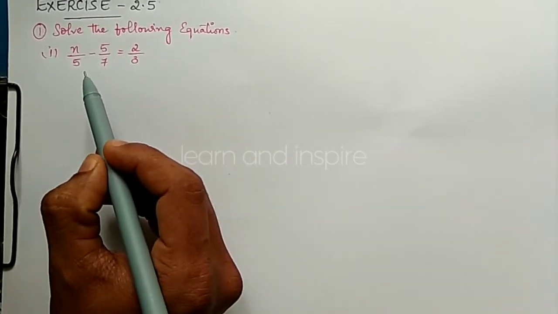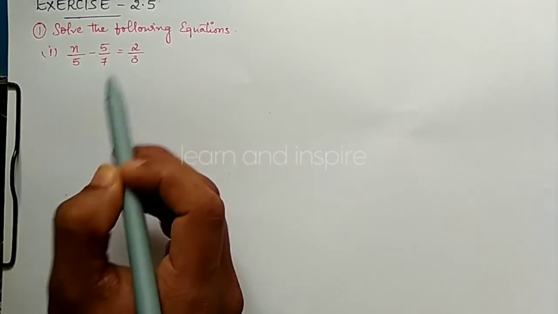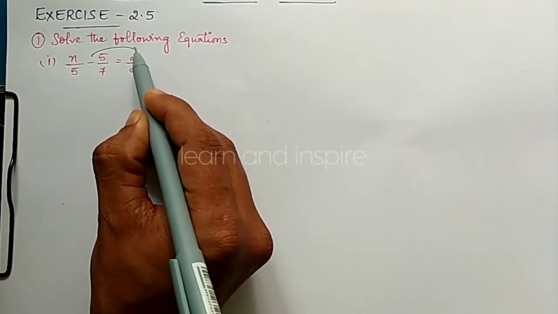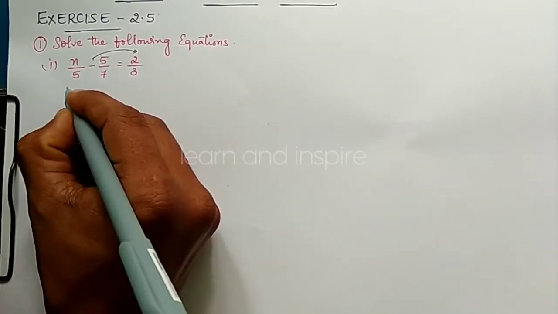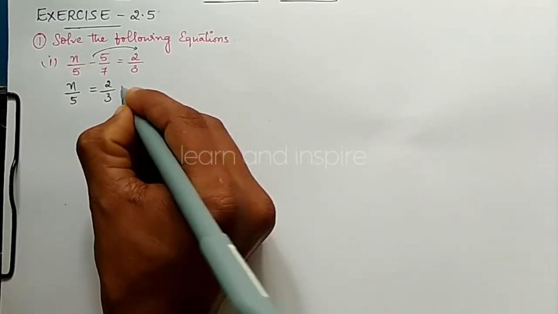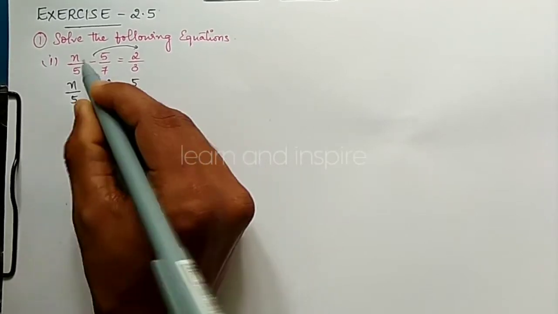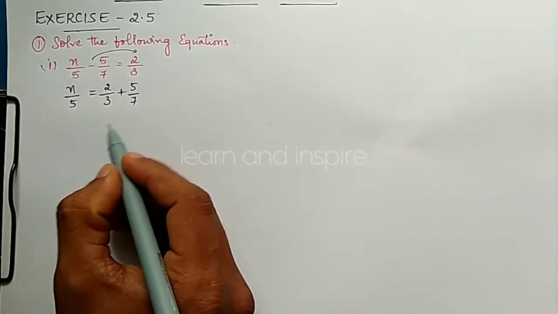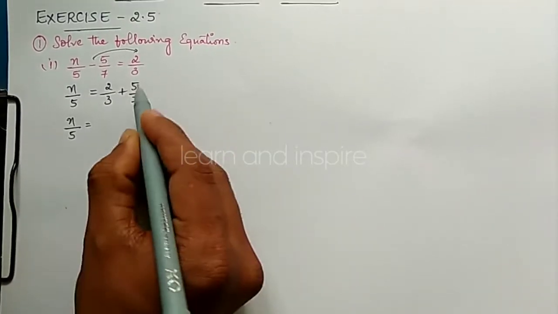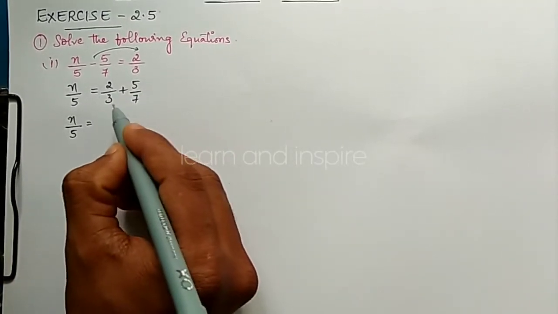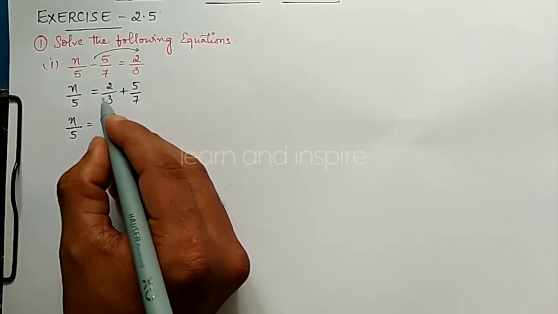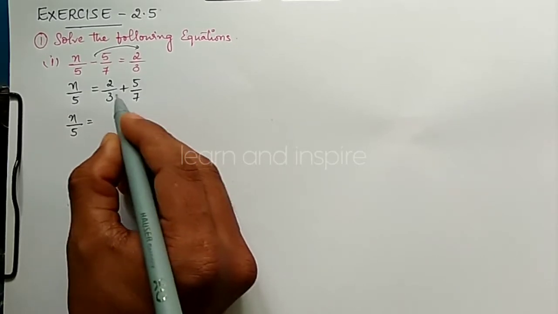The question is n by 5 minus 5 by 7 is equal to 2 by 3. If I transpose this minus 5 by 7 to RHS, then it becomes n by 5 is equal to 2 by 3 plus 5 by 7. Transposing minus 5 by 7 makes it plus 5 by 7. Now n by 5 we write as it is. What is the LCM of these two fractions? The LCM of 3 comma 7 is 21. That means we have to take the LCM of these two fractions.